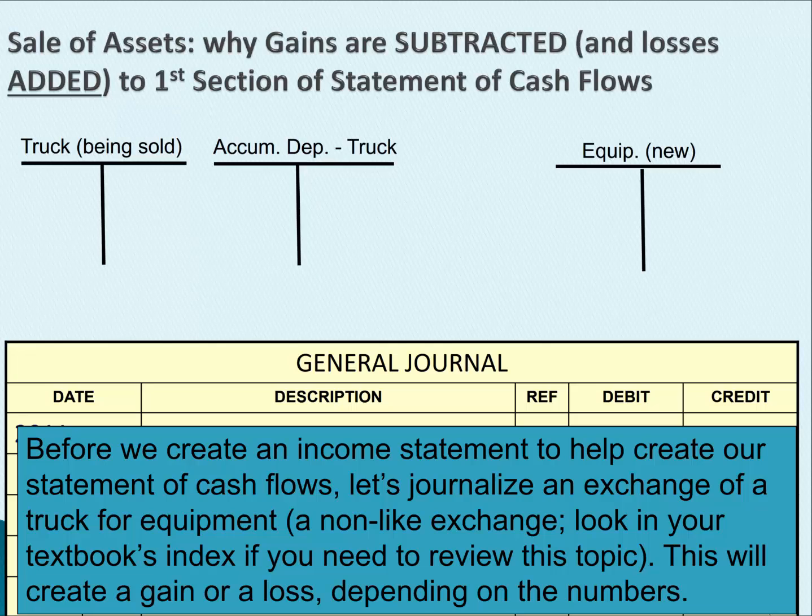So before we can create our statement of cash flows, we need to create an income statement. And to keep this simple, I'm going to do an exchange of a long-term asset that's going to result in a gain or loss, and then we'll do one revenue transaction. And then from that, we're going to create a simple income statement and then the statement of cash flows.